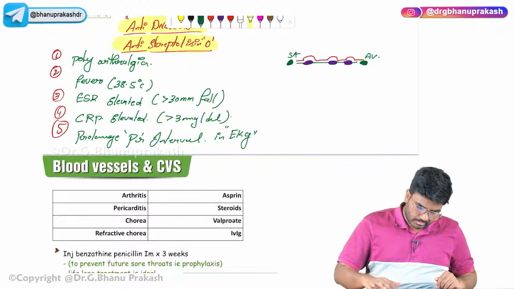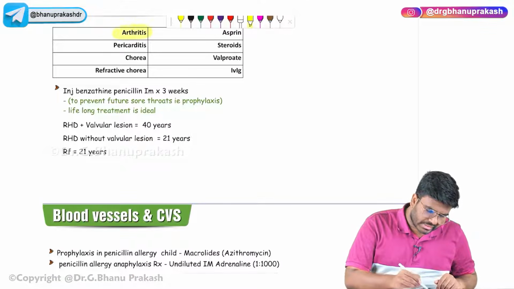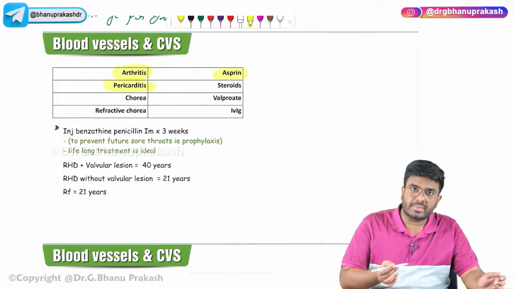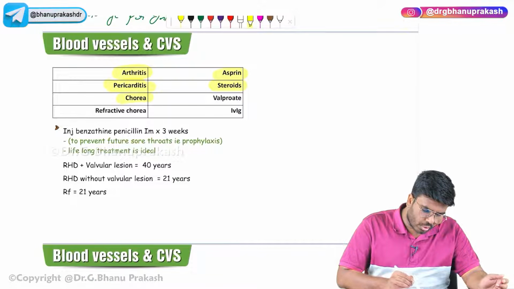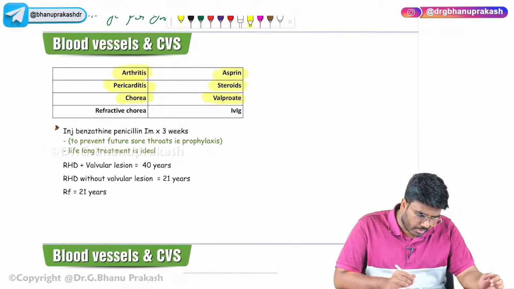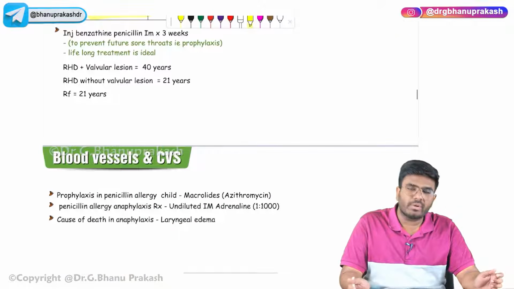Okay. So what is the treatment part? Now already we know that the arthritis is treated with the aspirin or the non-steroidal anti-inflammatory drugs. Pericarditis is treated with the steroids. Chorea is treated with the valproates, haloperidol, phenobarbital. If it is a medically refractory chorea, then we can treat it with the intravenous immunoglobulins.